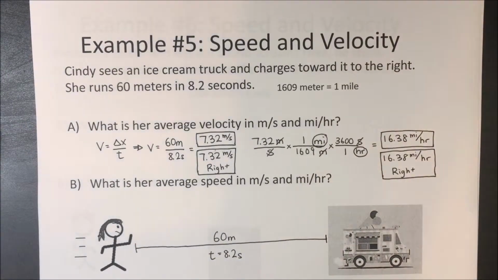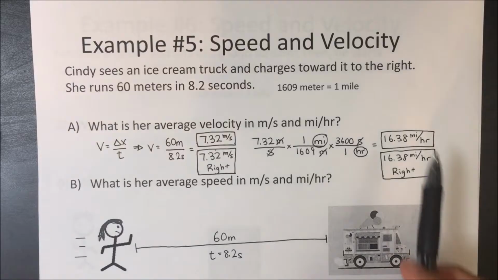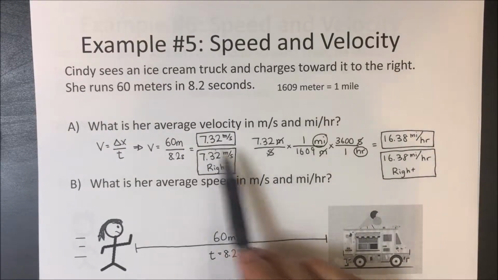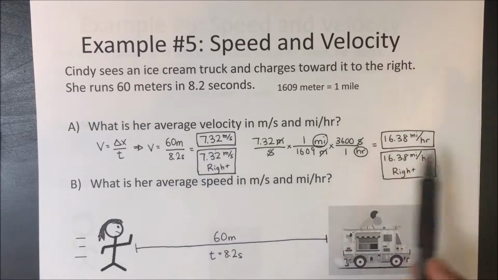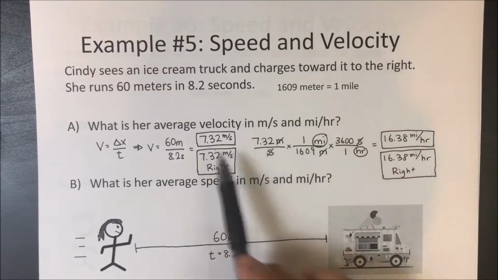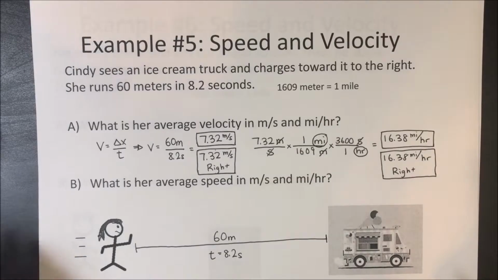Important thing to know here is the miles per hour is going to be around 2 or 3 times more than the meters per second. So this is 7.32, so it should be around 2 or 3 times more. Okay, and that's kind of how you can roughly check.